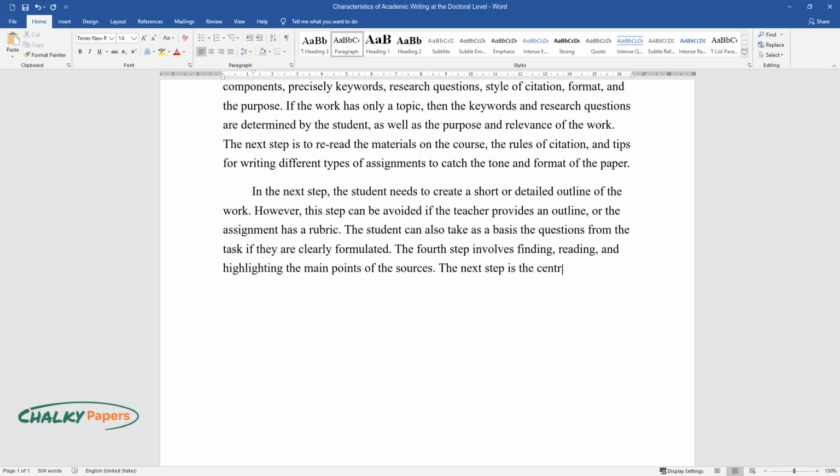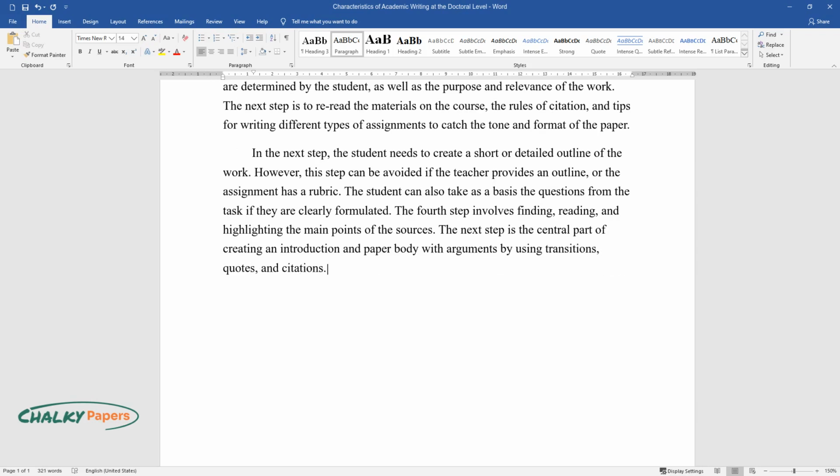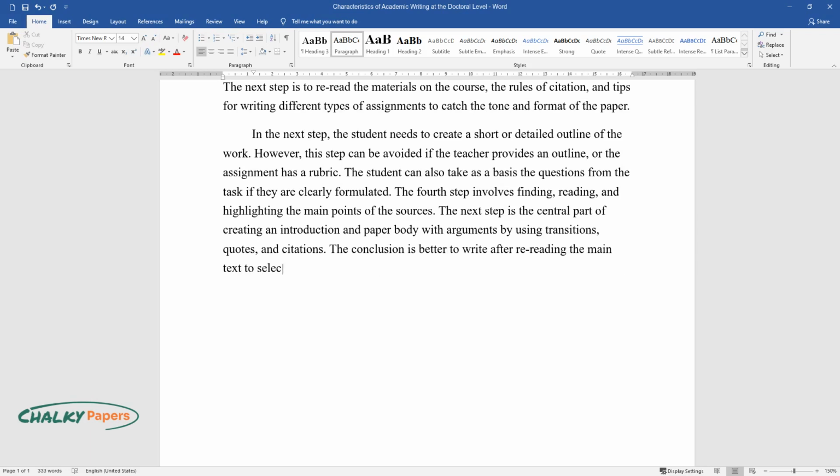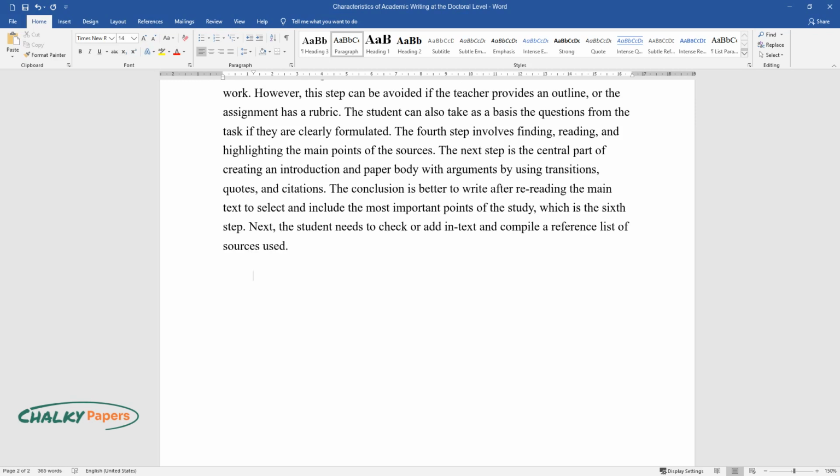The next step is the central part of creating an introduction and paper body with arguments by using transitions, quotes, and citations. The conclusion is better to write after rereading the main text to select and include the most important points of the study, which is the sixth step. Next, the student needs to check or add in-text citations and compile a reference list of sources used.